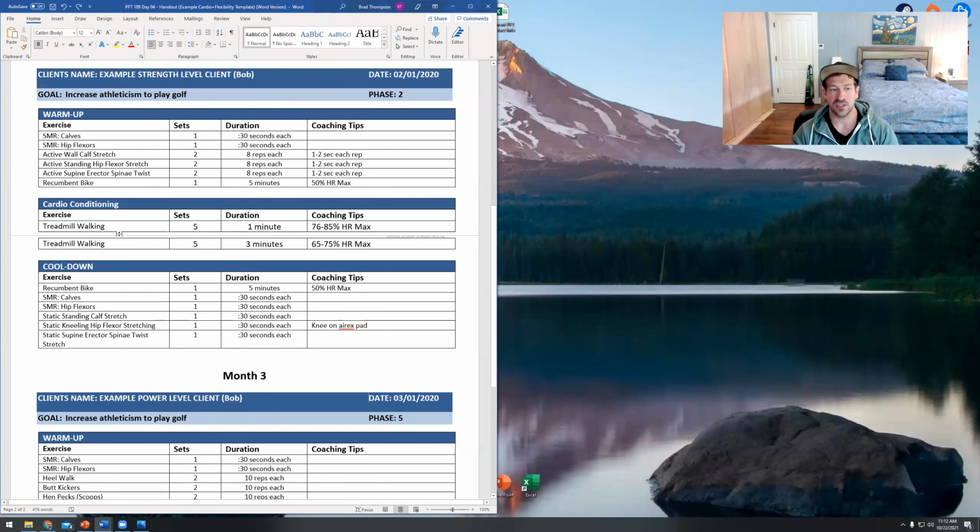But then let's look at month 2, right? We're going to have him do 5 sets of 1 minute in zone 2 and 3 minutes of zone 1. So he brings his heart rate up for 1 minute and then he gets to recover for 3 minutes. And he's going to do 5 rounds of that. So that's 4 minutes times 5. That's about 20 minutes of cardio, which is great because that's going to support phase 2 really, really well.